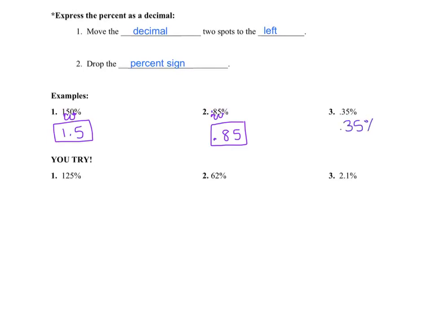0.35%. I have some room. So if you notice here, there's already a decimal, and we're going to move it 2 spots to the left. 1, 2. And insert a decimal here. So now what do you notice? We have 2 empty spaces.